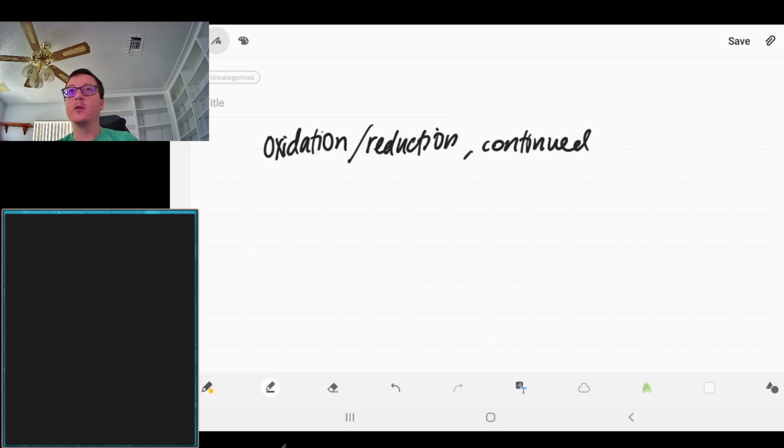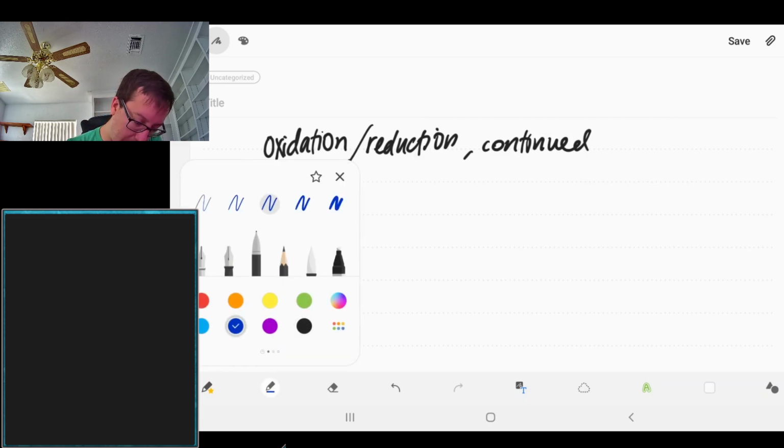We're going to go ahead and start today by doing another couple of redox problems. We're going to be looking at reactions. We're going to be taking a look at oxidation numbers within those and see if we can figure out what's happening in the reaction.